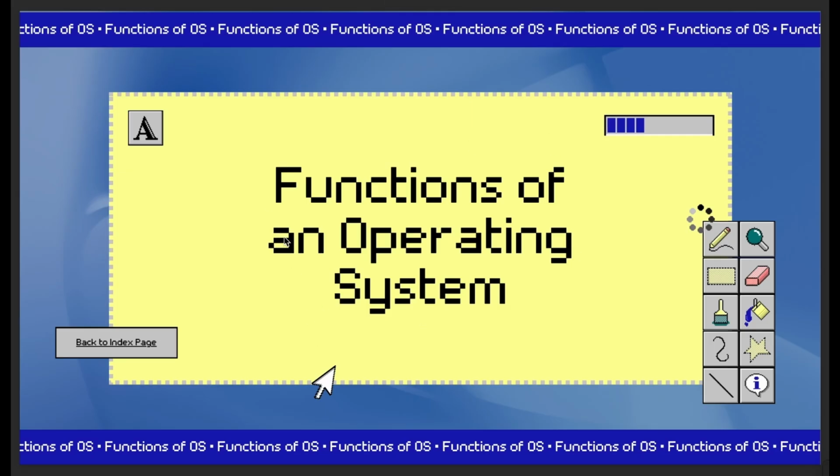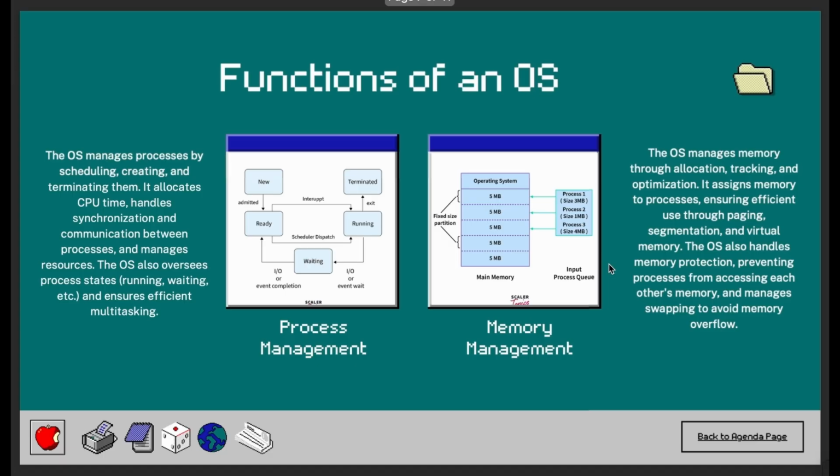Now we move on to the functions of an operating system. What are the different functionalities an operating system has? We have process management. The operating system manages different processes by creating and terminating them. It also schedules different processes, which is something called CPU scheduling, by different algorithms like first come first serve, round robin, etc. And it also handles the important task of process synchronization through something called semaphores, etc.